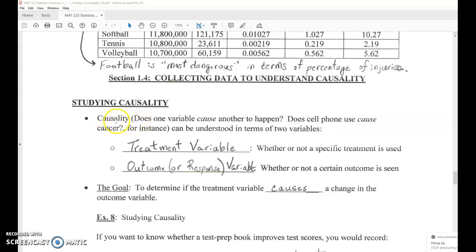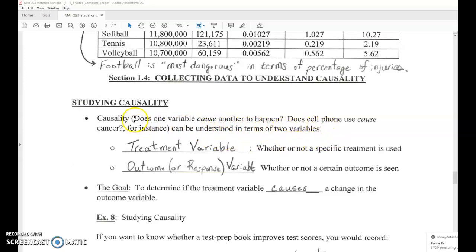When somebody says they're studying causality, they're trying to figure out if one variable causes another to happen. For example, does cell phone use cause cancer? For instance. That can be understood in terms of two different kinds of variables.